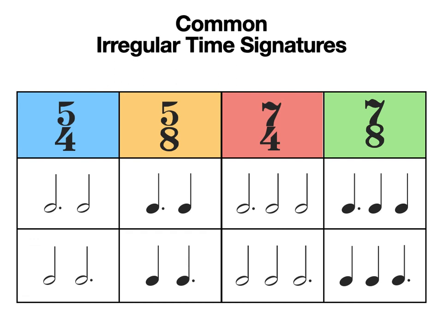Next we have our 7/4 time signature. This means 7 crotchet beats in a bar. And we can group this with dotted minim followed by minim and another minim, or minim, minim, dotted minim. And finally we have our 7/8 time signature, 7 quaver beats in a bar. Here we can have a dotted crotchet followed by a crotchet and another crotchet, or crotchet, crotchet, dotted crotchet.